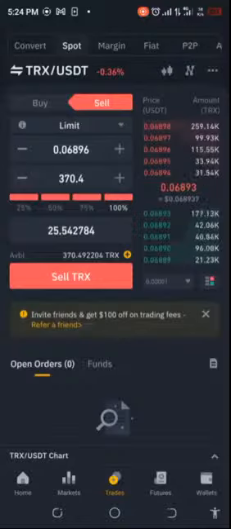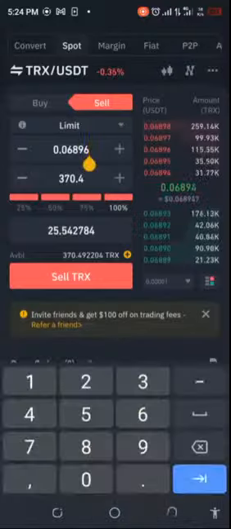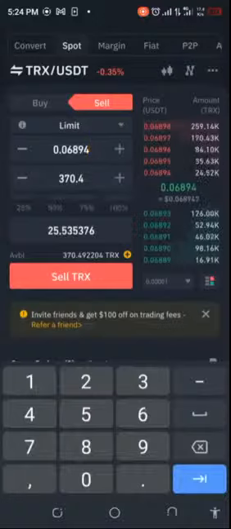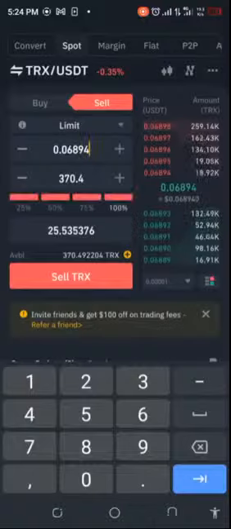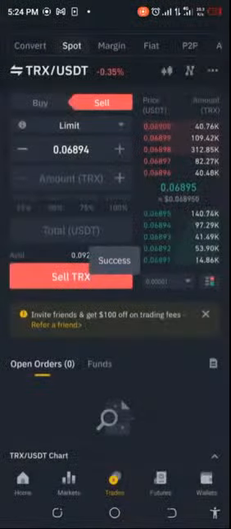I'm thinking of making this a little higher. Let me see. Or should I just take my profit right now? I think I should just take my profit right now and let's not bother about that. 1, 2, go. Let's see. Oh, yes, I've taken my profit already.